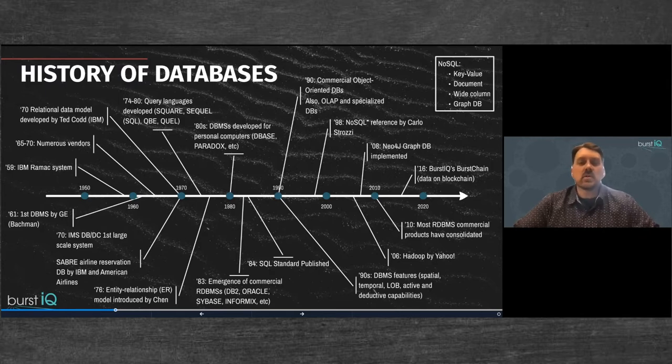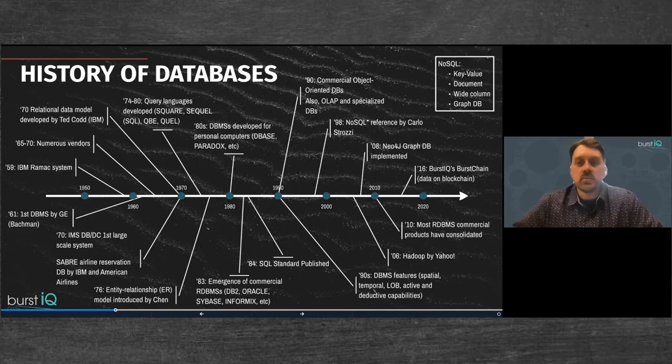Then you start seeing where the evolution today occurs. In 1998, the first reference to NoSQL by Carl Ostrowski in a paper came out. Then you start seeing the evolution of key value pair, document stores, wide column databases, graph databases. In 08, Neo4j, one of the front runners in graph database technology today, had their first implementation. By 2010, you see that all the commercial databases have consolidated. Some have gone out of business, some have consolidated into a handful of companies, and there's a couple of popular open source ones, MySQL and Postgres being them.